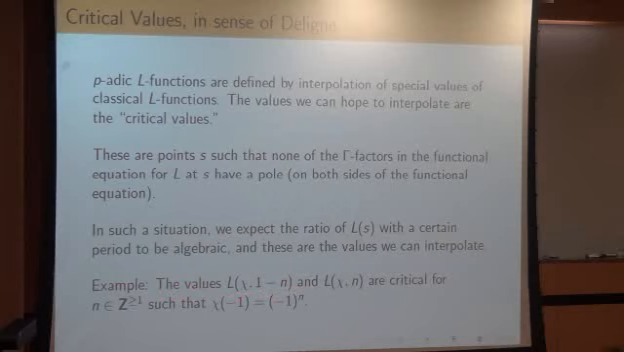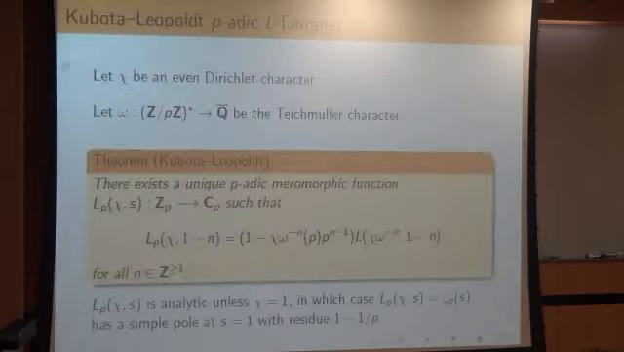They're critical: L(chi, 1 minus n), where you usually take n greater than or equal to 1, when chi(-1) is (-1)^n. So if chi is an even character, then when n is even. And that's why, if you want to interpolate for all n, we see this twist by omega that changes the parity. Again, this is a little bit of review.